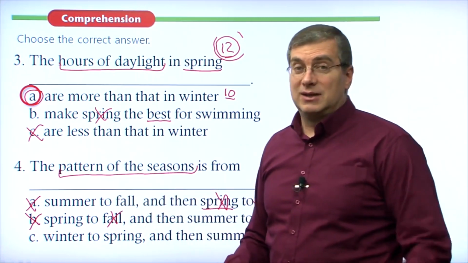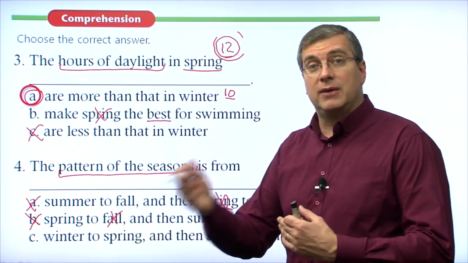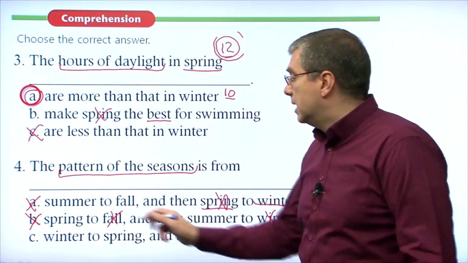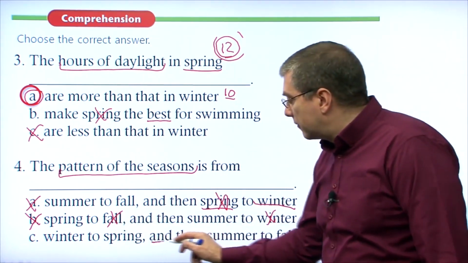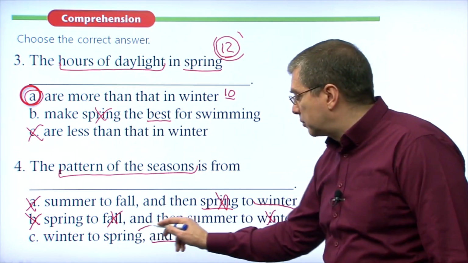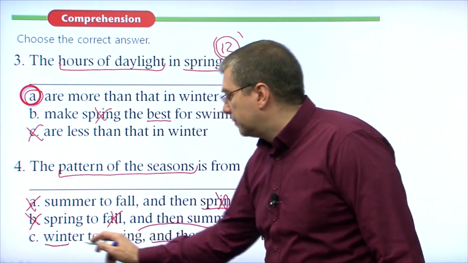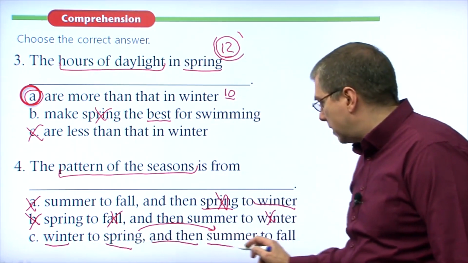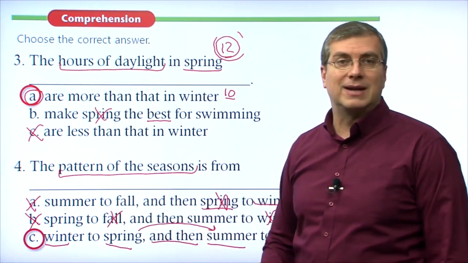C's got to be right. Let's take a look. Winter to spring. True, yeah. After winter, we have spring. The pattern repeats again. Winter to spring, and then summer to fall. And then, of course, after spring comes summer, then fall. So first we have winter, then spring, then summer, then fall. And that's correct. So C, of course, is our correct answer.